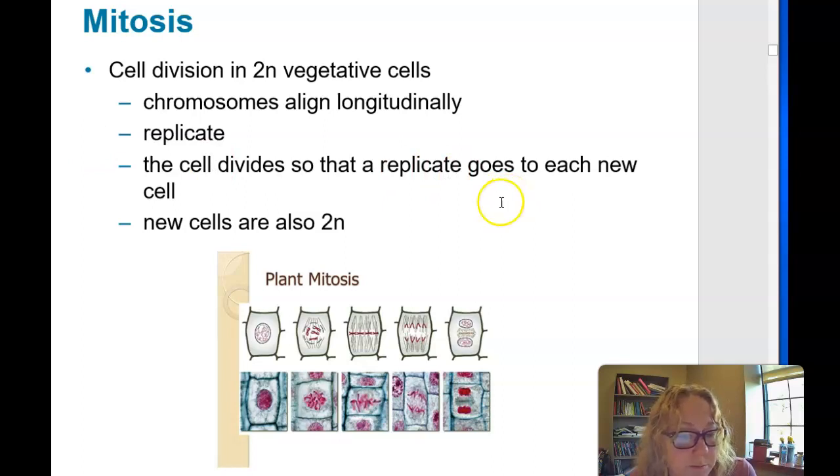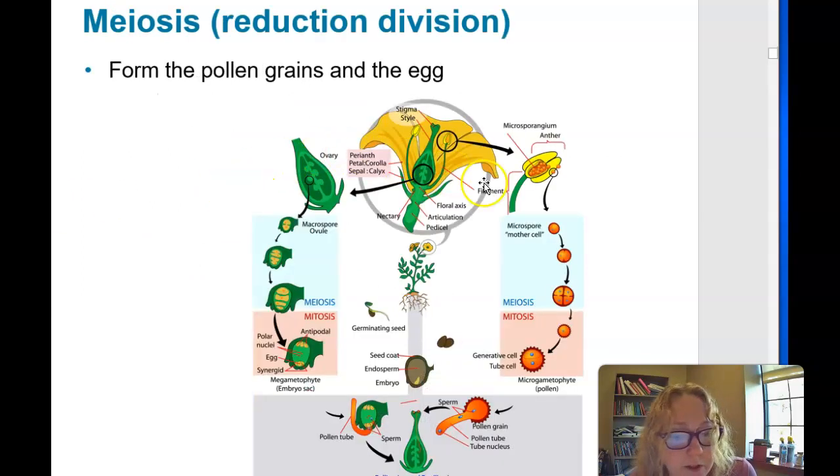Mitosis. Chromosomes. It looks exactly like animal mitosis, mostly, except there are cell walls, which create this last step. There actually has to be a cell wall that forms there. New cells are two in pollen grains.